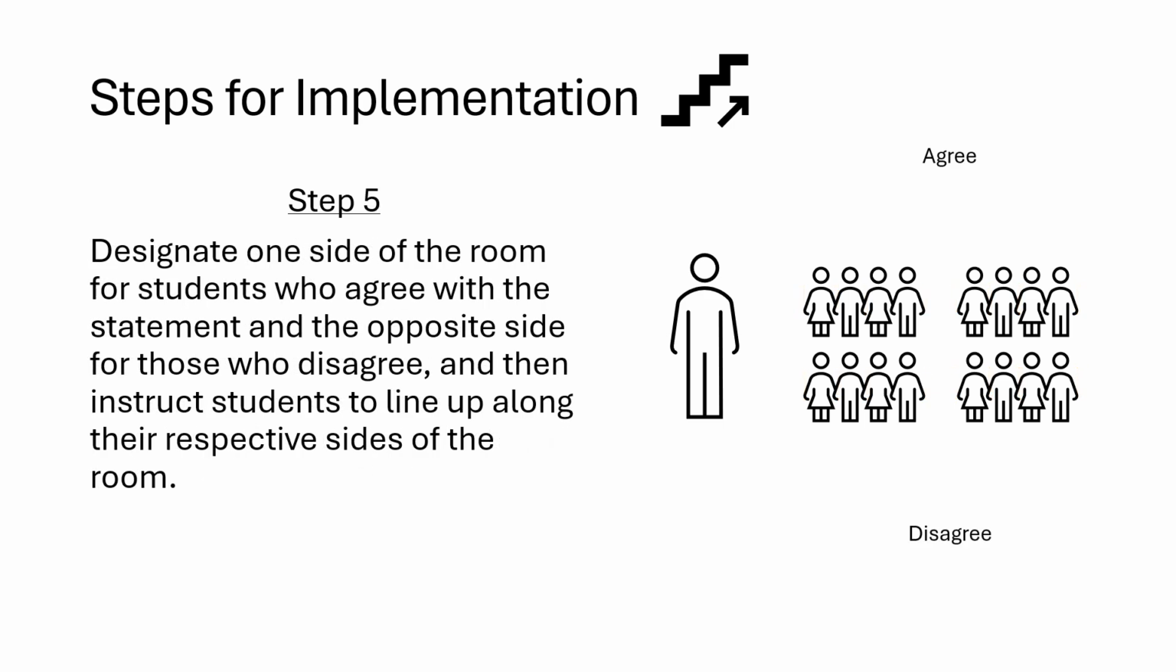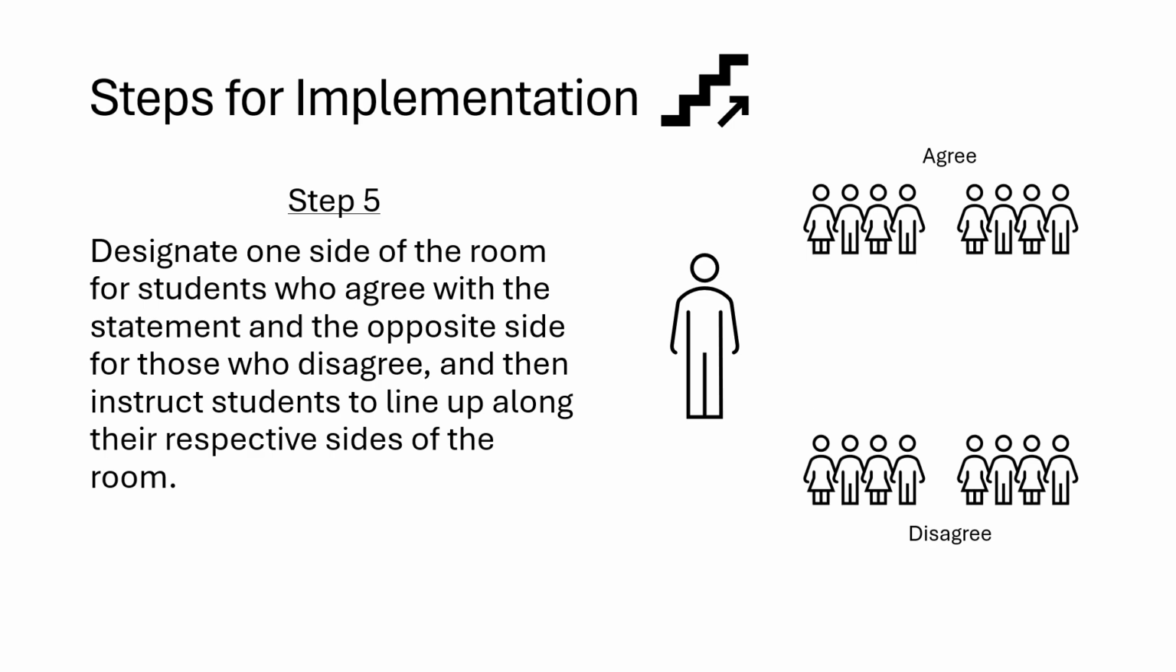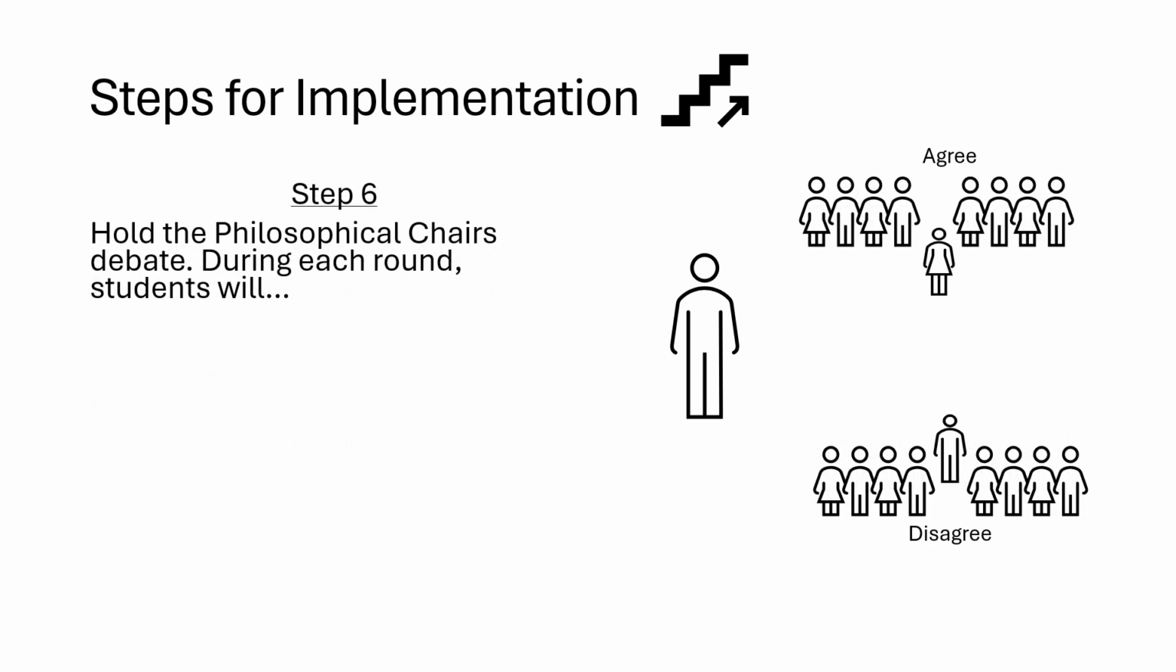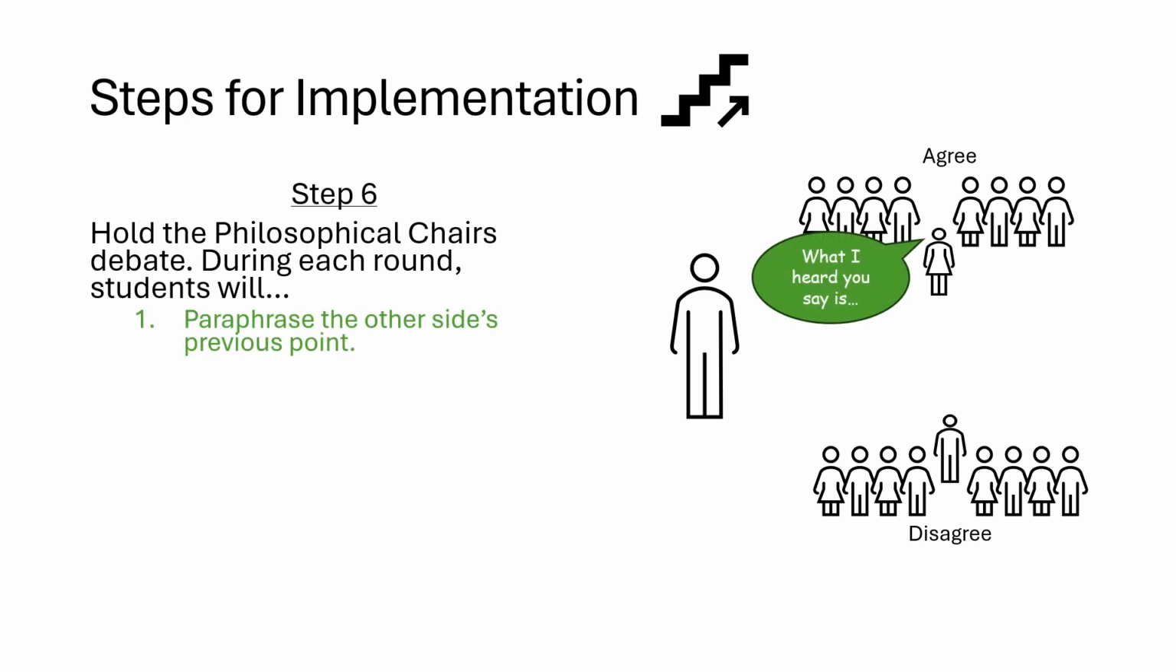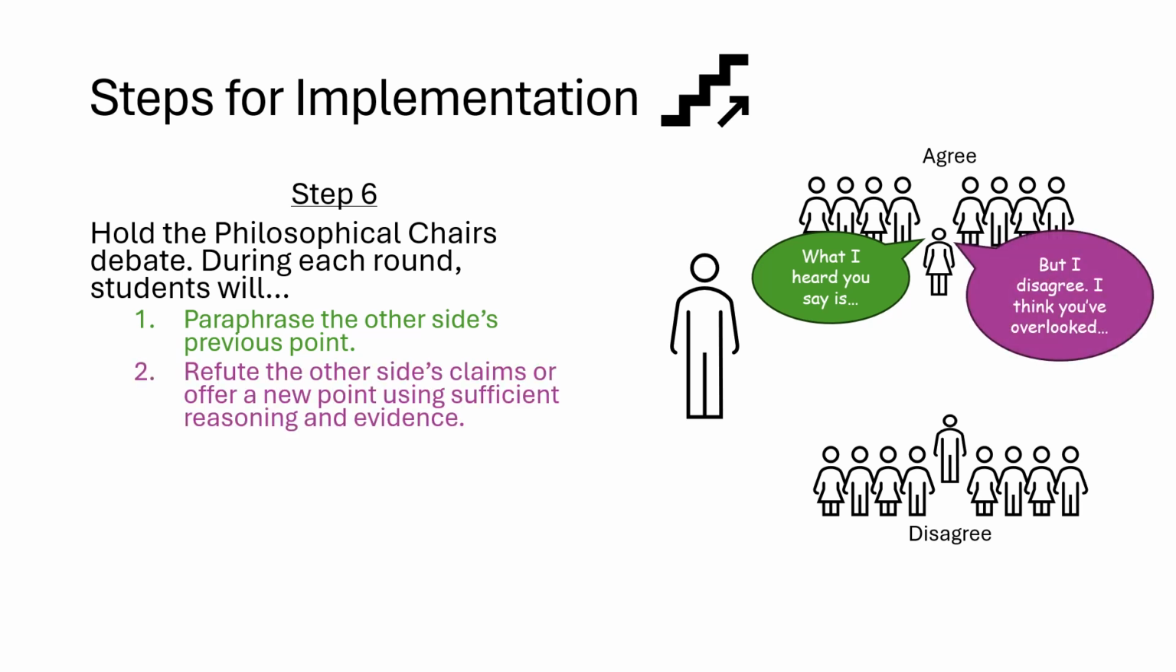Next, you'll designate one side of the room for students who agree with the statement and the opposite side for those who disagree, and then instruct students to line up along their respective sides of the room. Now it's time to hold the philosophical chairs debate. During each round, students will paraphrase the other side's previous point, refute the other side's claims or offer a new point using sufficient reasoning and evidence.